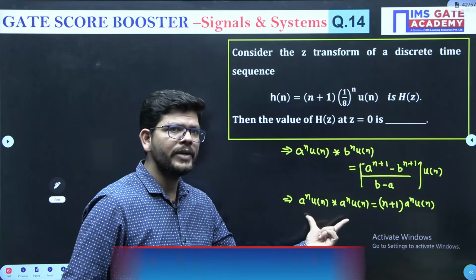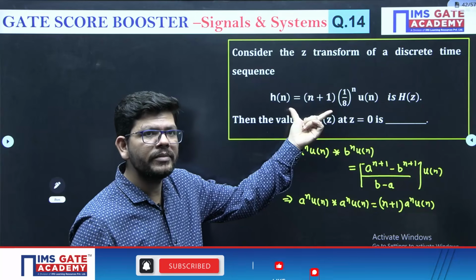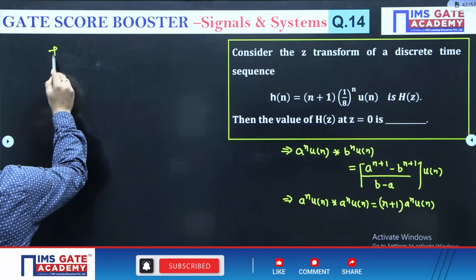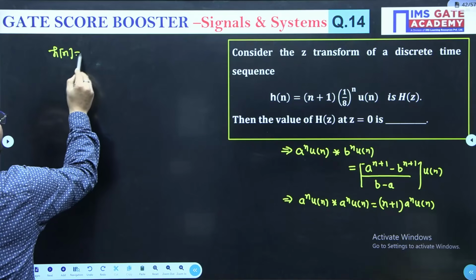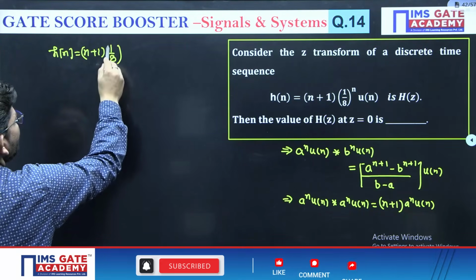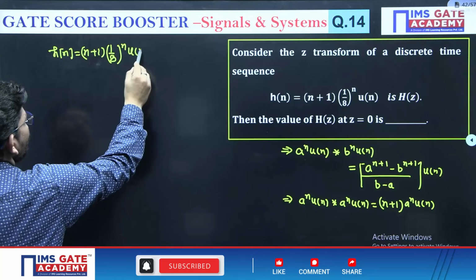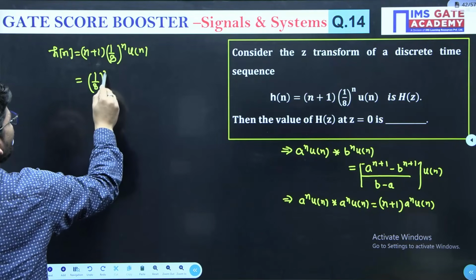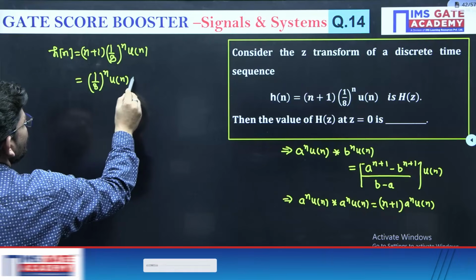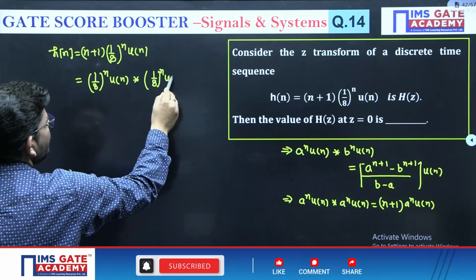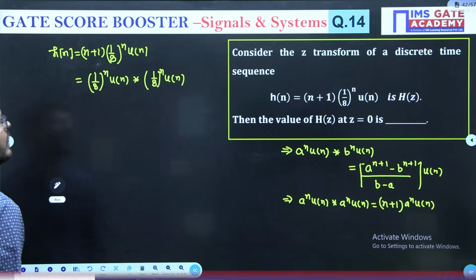Based upon this particular result, you must be realizing something here, isn't it? We have been given h[n], which is (n plus 1) times (1 by 8) to the power n u[n]. I can write it as (1 by 8) to the power n u[n] convolved with (1 by 8) to the power n u[n], right?